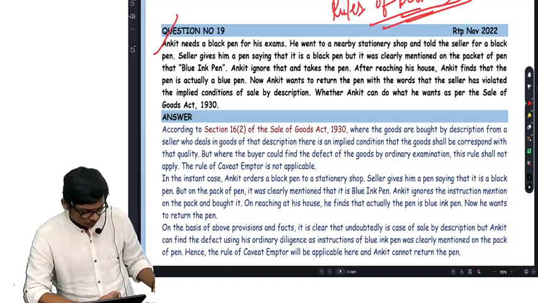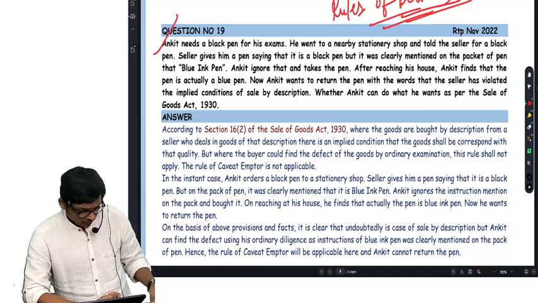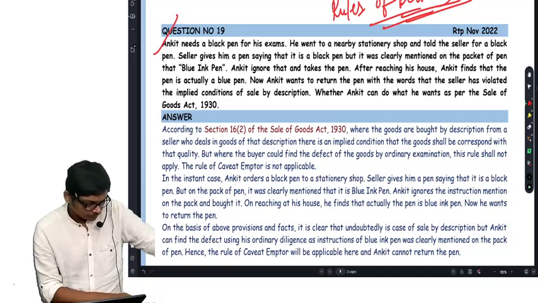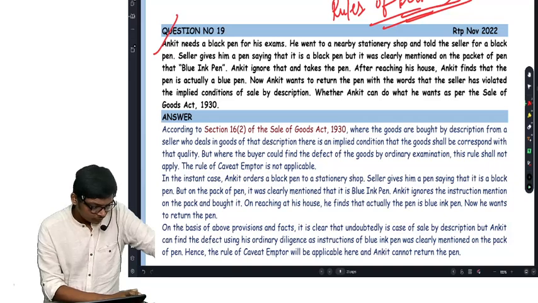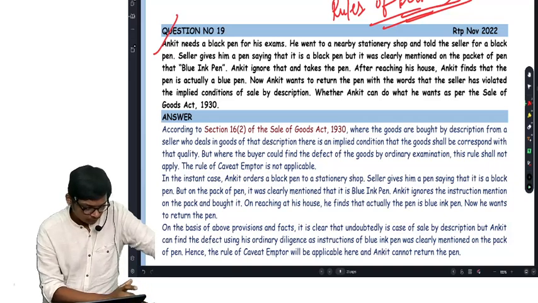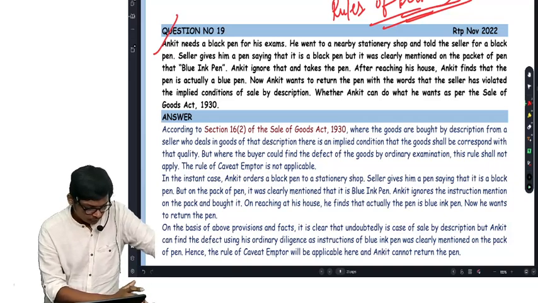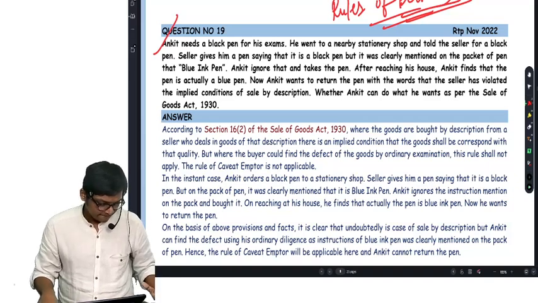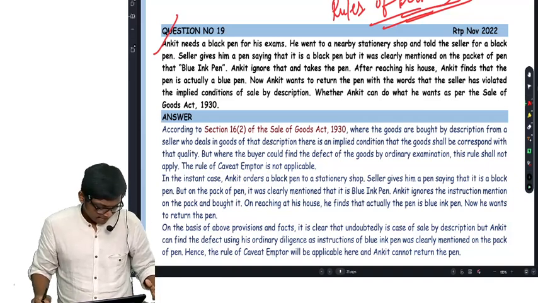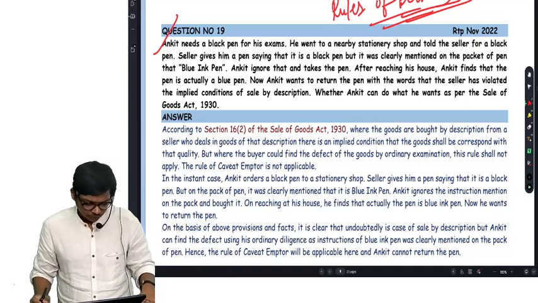Ankit ignored the text message. After reaching his house, Ankit found that the pen was actually a blue pen. Now Ankit wants to return the pen, with the words that the seller has highlighted the implied conditions of sale by description. Whether Ankit can do what he wants as per the book.